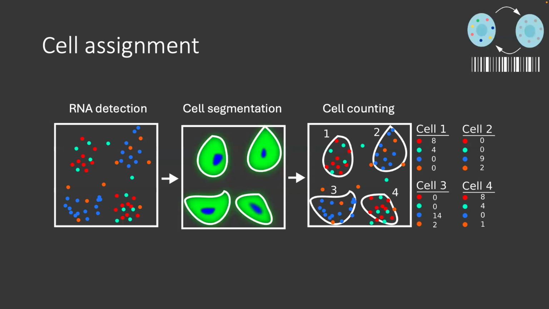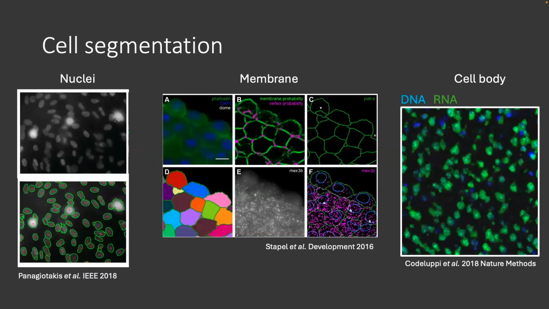So you would detect your RNA, then you would do a counterstain of your cells to see where they are. You can make a segmentation mask, that's the white line here, and then you can count the number of molecules that are inside each cell. And then you can get your cell by gene matrix. Cell segmentation is a big challenge, and there are also many different ways that you can do it.